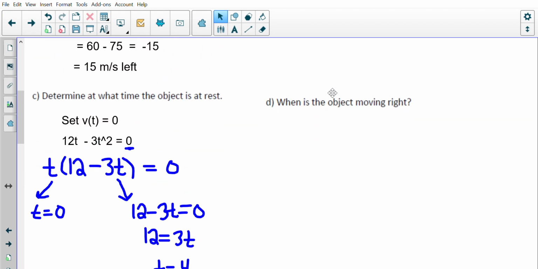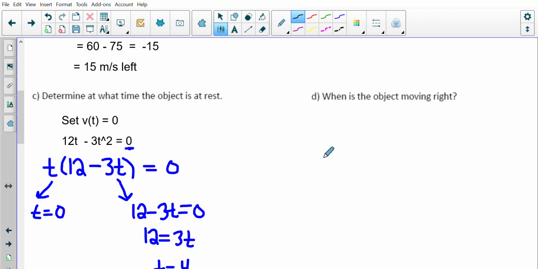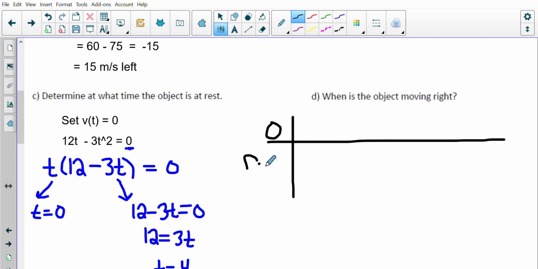Let's see, let's move this up. There we go. When is the object moving right? All right, now here's the thing. We're going to do a little table here, and this is something that's going to show up quite a bit in this course, just like it did in advanced functions, is that I know at 0 seconds, the start here, it's at rest. It's not moving at 0. And at 4 seconds, it's at rest as well. But in between, I don't know what's going on.